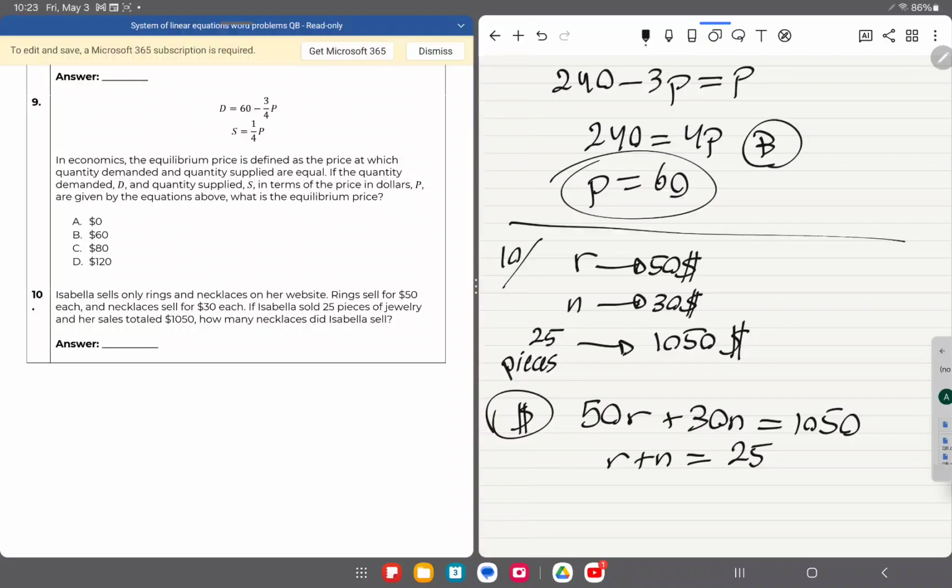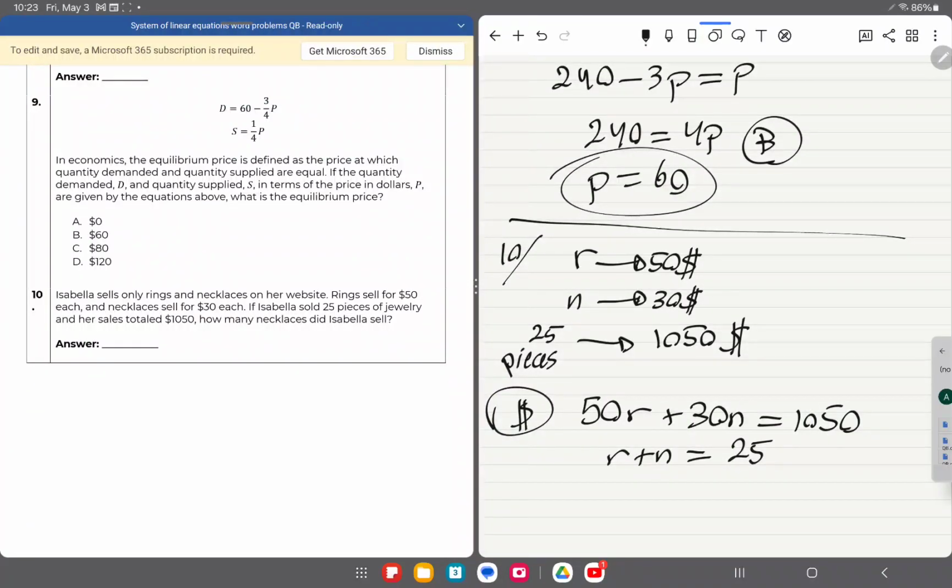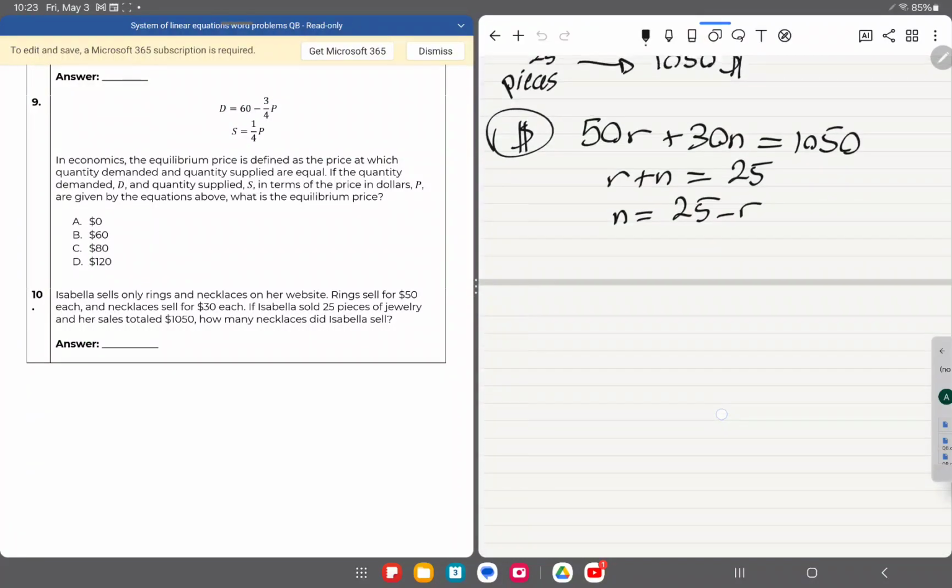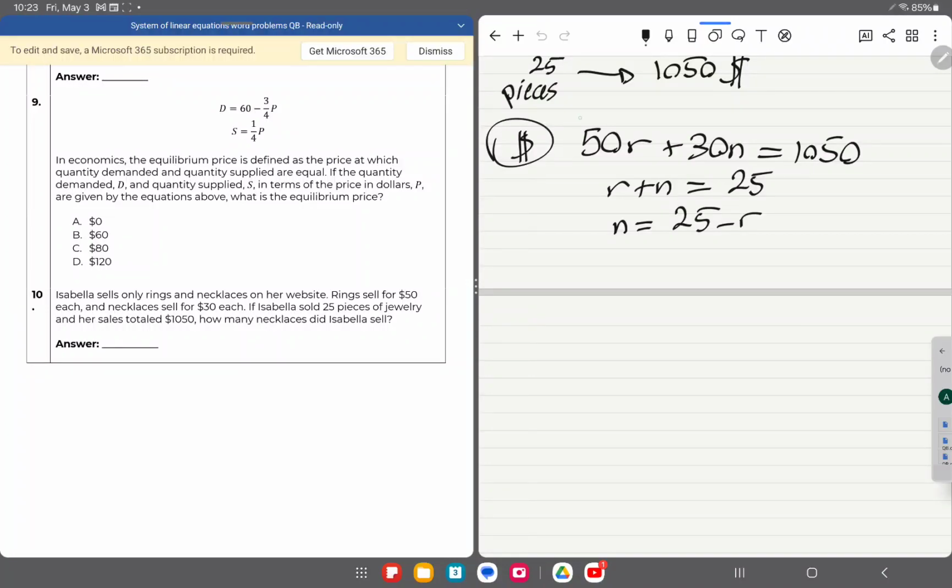For x plus y, I'd write r plus n. It's easier to put them in r plus n if you are checking. So how many necklaces did Isabella sell? I'm going to have to solve this system. It's easier if you're checking how many necklaces. So instead of getting r and then getting n, it's faster to get n immediately. So this is my first equation. This is my second equation.